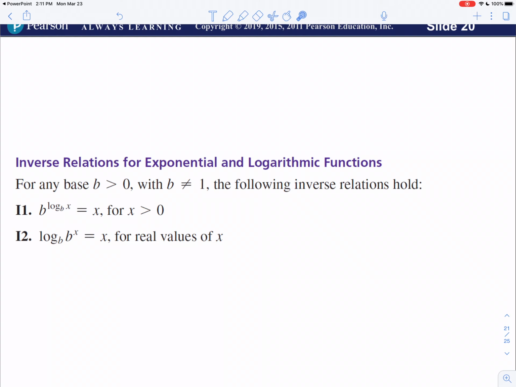And then these are some properties of exponentials and logs, inverse relations between exponents and logs. Because exponents and logs are the inverses of each other, they essentially cancel each other out. So a base to the power of a log is just the x, and the log of an exponent is just going to be the exponent.